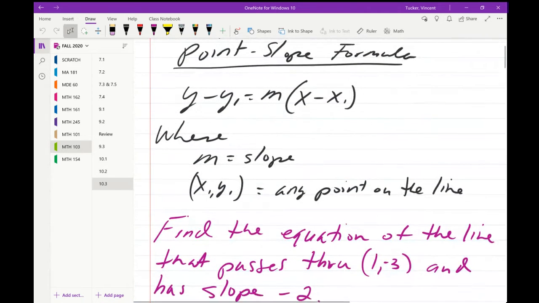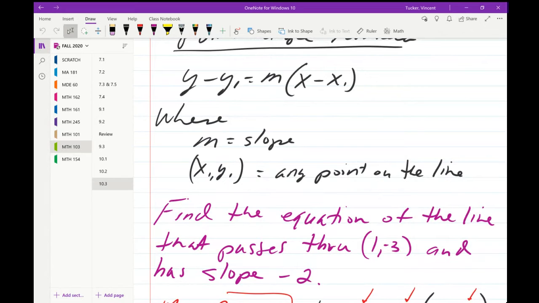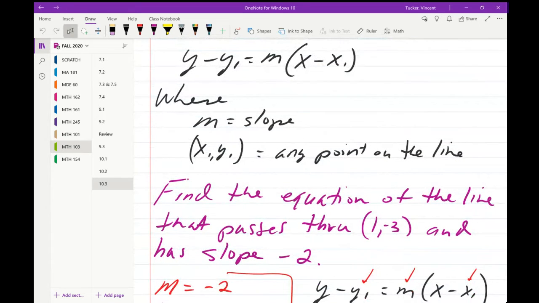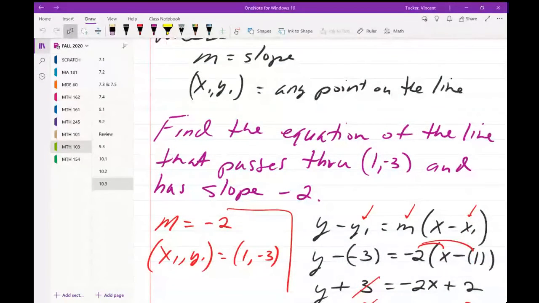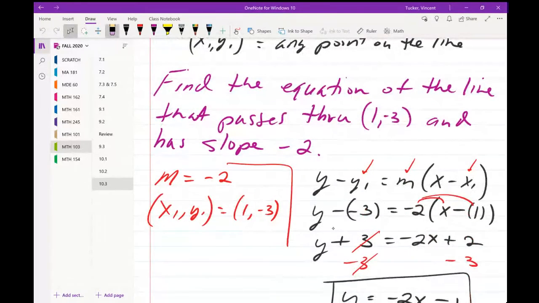All right. So it says find the equation of the line that passes through the point 1, -3 and has the slope of -2. All right, let me erase this stuff so we can walk through it.